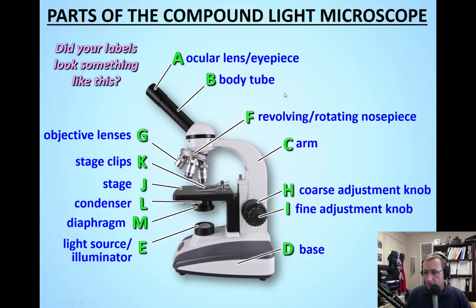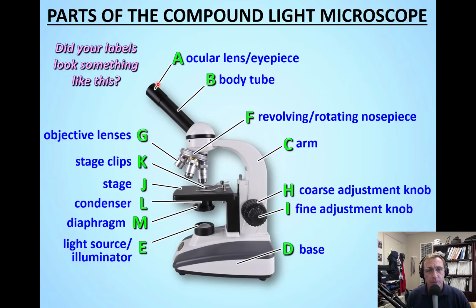Up here you have the, ooh, let's do laser pointer. That sounds really fun. Hang on. Laser pointer. There we go. Okay, that's awesome. All right, so starting with letter A, you have the ocular lens. Ocular lens, or eyepiece. Ocular meaning eye. So it's the part, obviously, that you look through. B is called the body tube.